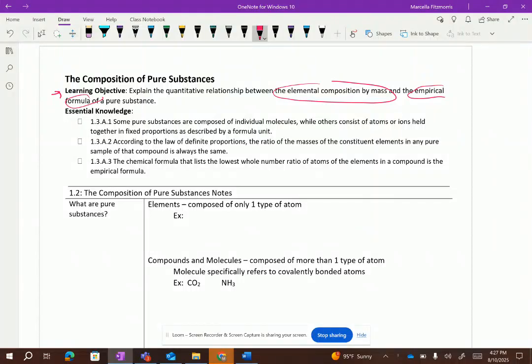Some essential knowledge we'll be learning is that some pure substances are composed of individual molecules, but others consist of atoms or ions that are held together in fixed proportions. We're going to learn the law of definite proportions: the ratio of masses in any pure sample of a compound is always the same. So the mass percents are always the same as long as it's a pure substance. Lastly, the chemical formula that lists the lowest whole number ratio of atoms of the elements in the compound is called the empirical formula. So that's what we're going to be studying today.